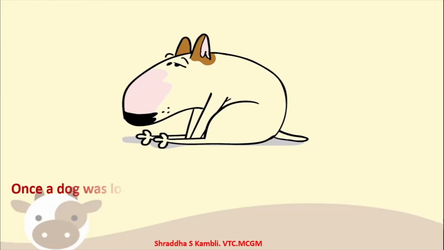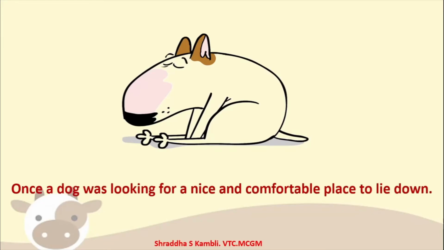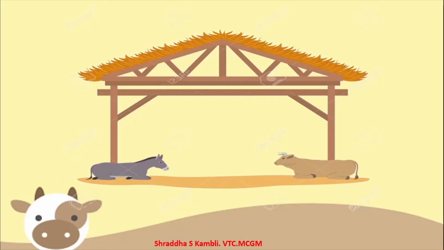Now there was this dog who was a little tired, and he was looking for a nice and comfortable place to lie down. You can see the dog, it is tired, it is feeling sleepy. So now it wants to sleep in a nice and comfortable place. So did he find one? Yes, he found a place to sleep in the manger of an ox. Now you can see some animals here. You can see a donkey, you can see an ox. A manger is a place where these animals live. It has lots of grass, hay, etc. so that they can eat it also.